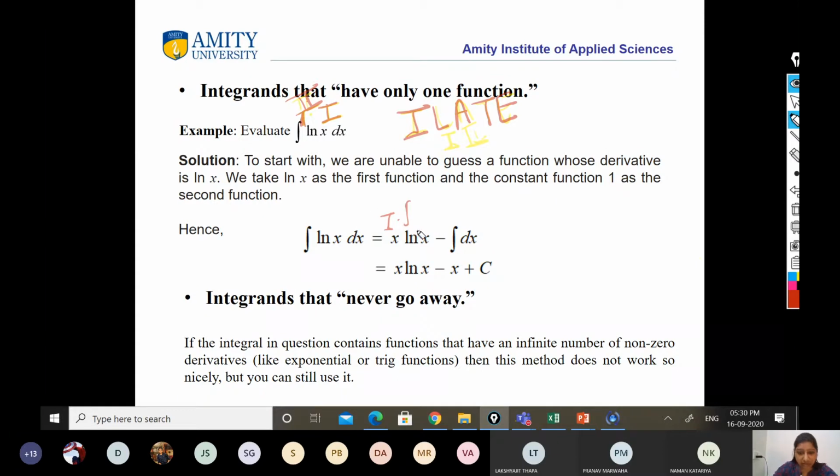Yes, first function is log x. We are taking the first function as log x.